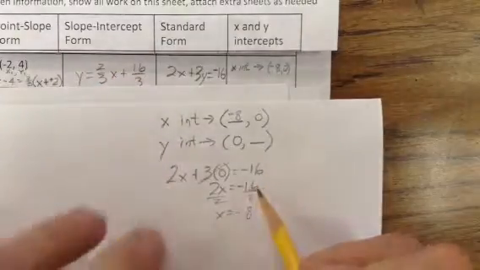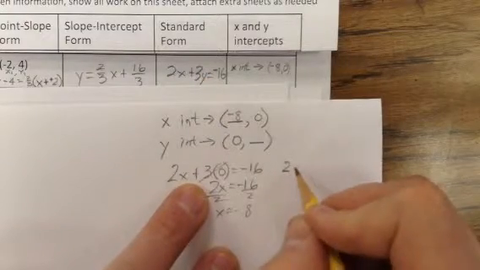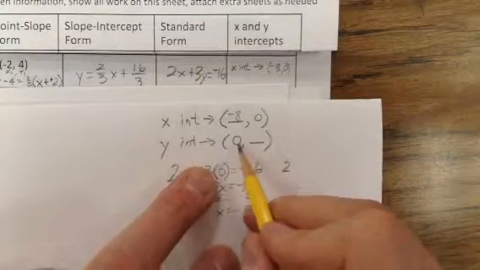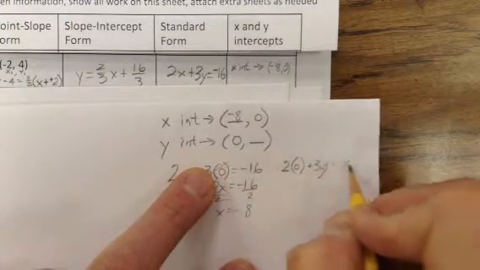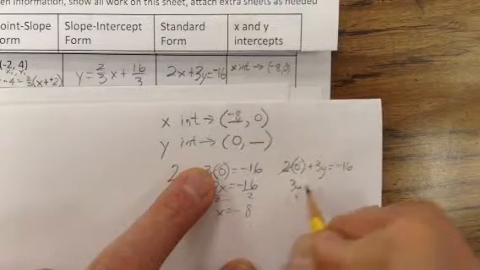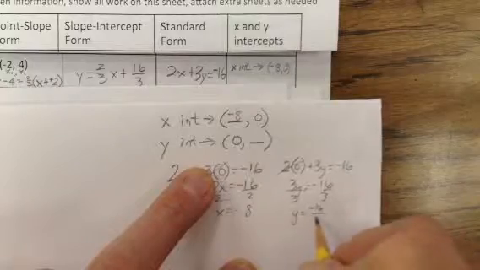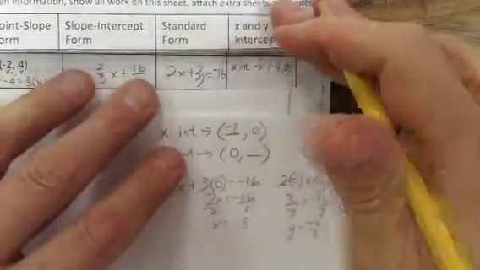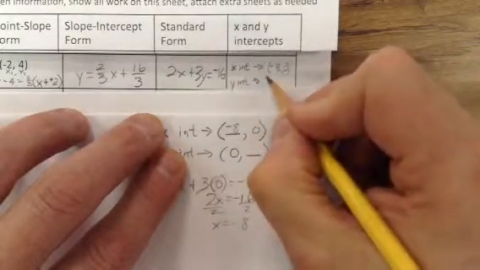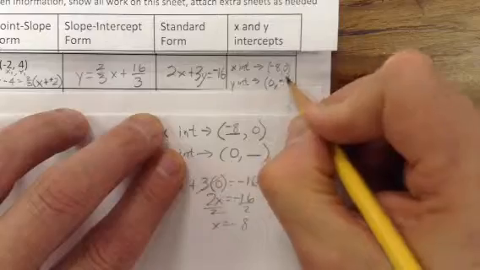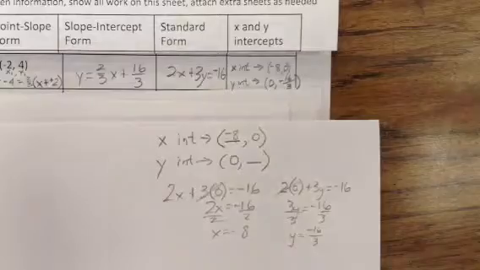Now we're just going to do the converse on this one right here. We're going to start once again with my standard form. We've got 2x, but now we're going to plug in a 0 for x. So 2 times 0 plus 3y is equal to negative 16. That's a 0, so 3y equals negative 16. Divide by 3, y is a negative 16 over 3. So not quite as nice as the x-intercept, but it is what it is. 16 over 3. And there's problem number 3.